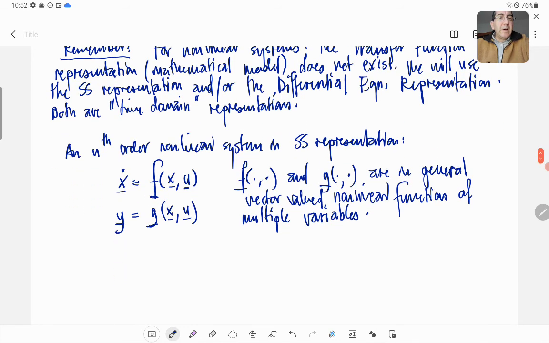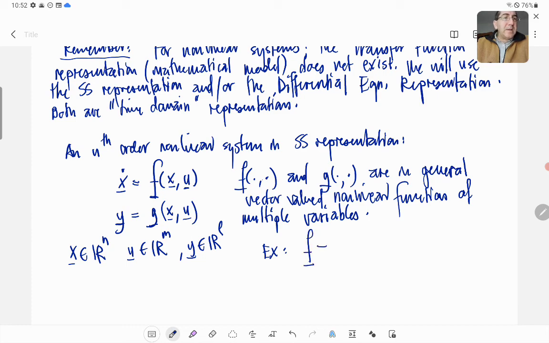Okay, let me give you an example. By the way, in this case, obviously x is in R^n. u is in R^m and y is an element of R^L, where m is the number of inputs and L is the number of outputs. Let me give you an example of a vector valued nonlinear function. So f bar is actually equal to a vector of, let's say, f1 of multiple variables up to fn of multiple variables. So f bar is a vector of functions.